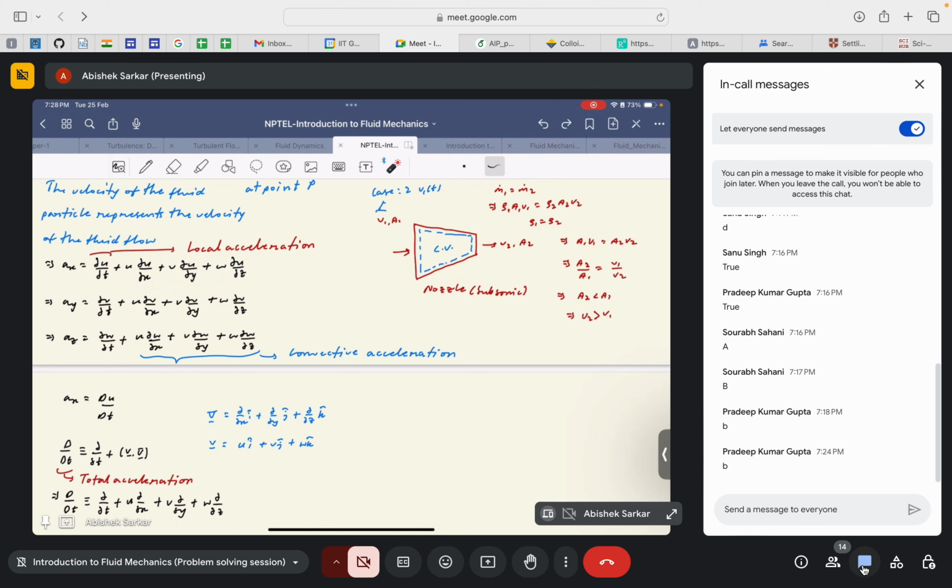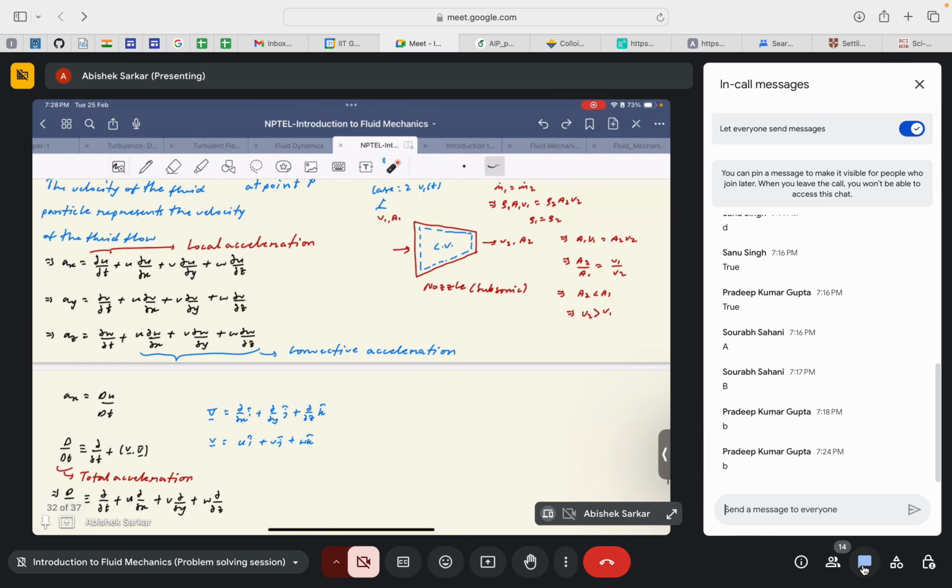Similarly, for ay, you will see dv by dt, quite easy to remember. But the next component should be u, consistent with the first one, times dou v by dou x, so it should operate on v, the velocity component along y. Similarly, v dou v by dou y, it should operate on the velocity component along y. Then dou by dou z should operate upon v, the velocity component along y. So that's one way you can remember.